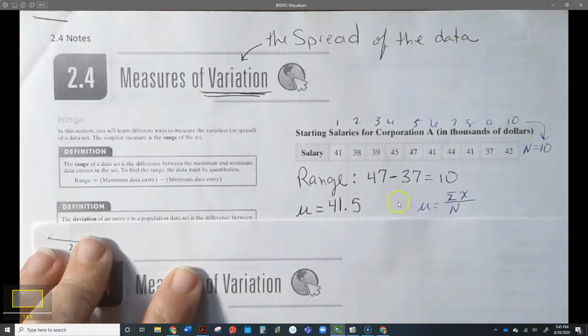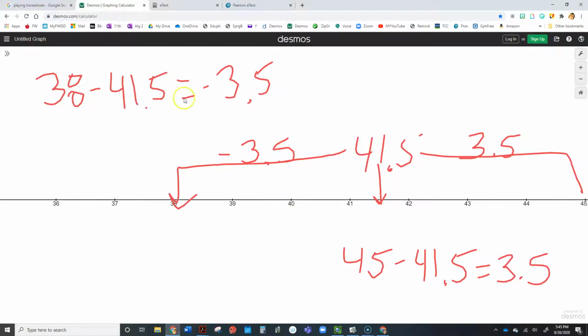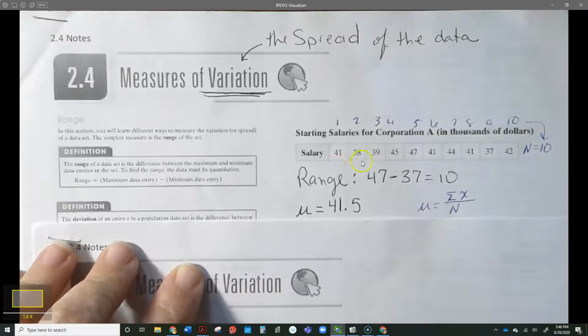So on this graph over here, on this drawing that I did, I put a number line because that's what we're talking about. Anytime we're dealing with numbers, we're on a number line, and there's 41.5. It's halfway between 41 and 42. Okay, and then I'm going to go look at the numbers in the data set. So what I'm talking about is I'm looking at these numbers right here.